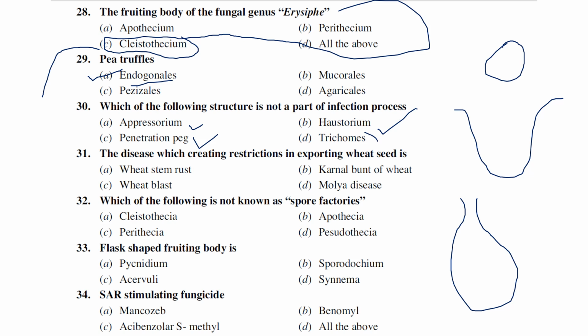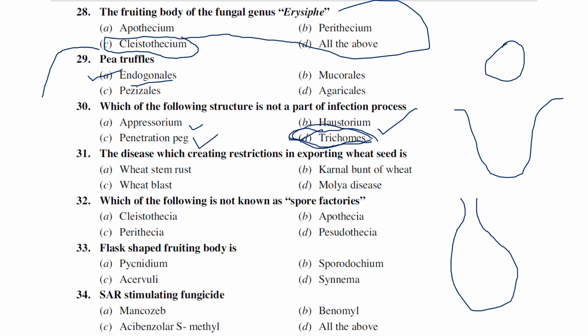But trichomes are generally hair-like structures that we can observe on plants. We can clearly observe them on tomato. In some varieties of tomato we can see very big hair-like structures, that is trichomes. So this trichome is not at all a part of the infection. The remaining three are part of infection. So the answer is trichomes.